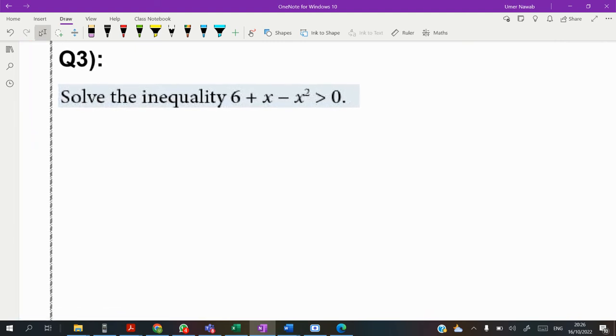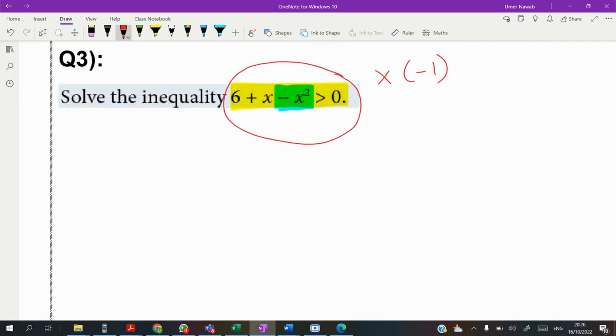Let's go to question number 3. Guys, you can check out, there is one problem which I actually want to highlight. You must always try to make the x squared coefficient positive. Here the x squared coefficient is negative. So we need to multiply the entire inequality by -1. When you multiply the entire inequality by -1, the signs of all the terms will be changed and the sign of the inequality will also be changed.